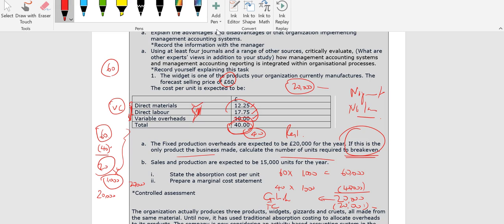Which means if you sell 1,001 tables, well, you'd start to make profit, right? Because then contribution would be another 20,020, because that's an extra table, and then you would have this profit of 20. So that's part A, right? So the answer is 1,000 tables, but you need to just write it out, based on what I've done, in a way that you understand.